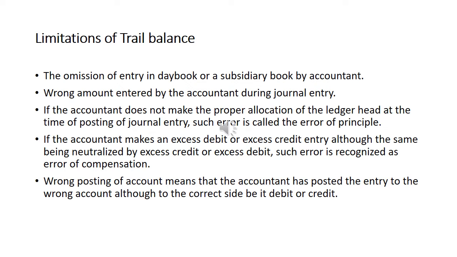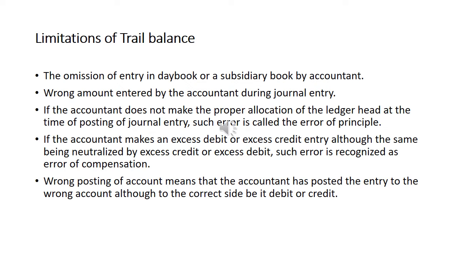What are the limitations of trial balance? The omission of entry in a daybook or a subsidiary book by the accountant, or a wrong amount entered by the accountant during journal entry. If the accountant does not make the proper allocation of the ledger head at the time of posting of journal entry, such error is called the error of principle. If the accountant makes an excess debit or excess credit entry, although the same is neutralized by excess credit or excess debit, such error is recognized as error of compensation.